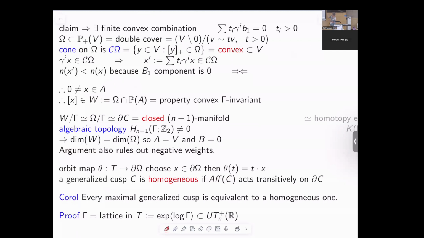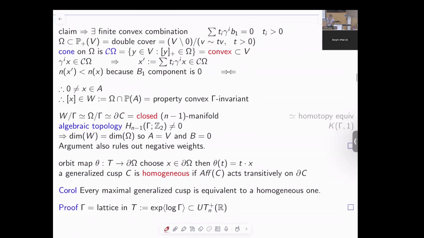And now there's a little algebraic topology argument. The point is that the quotient of the original domain by gamma is homotopy equivalent to a closed manifold. It's homotopy equivalent to a torus of dimension n-1. And so the quotient of W by gamma is also homotopy equivalent to the same manifold. That means that the dimension of this domain W has to be the same as the dimension of the domain omega. They have the same dimension because this group gamma is a K-pi1 and omega is contractible.